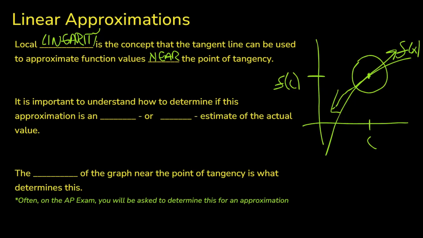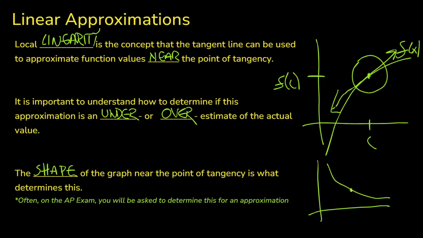So it's important to understand how to determine if this approximation is an under or overestimate of the actual value. The shape of the graph near the point of tangency is what determines this. If you look at the graph that I drew, the graph is concave down at that point, which means the graph is curving downward. So the tangent line rides on top of the curve and it's going to give overestimates.